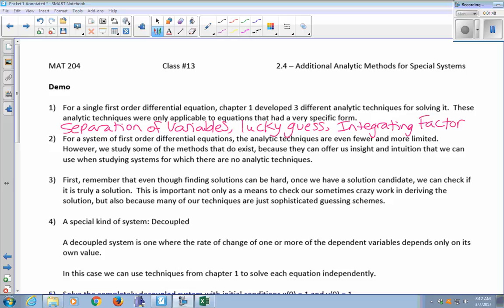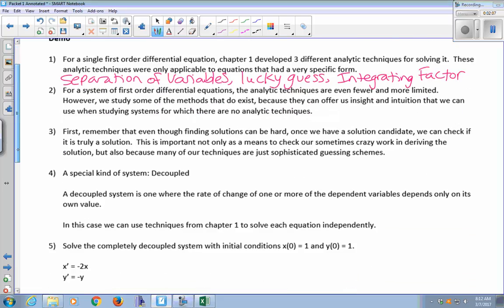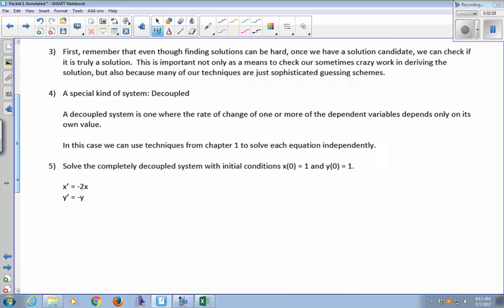Okay, so if you have a system of first order differential equations, two equations, x and y, the analytic techniques are even fewer and more limited than they are for a single differential equation. But we're going to study some of the methods that do exist because they can offer us insight and intuition that we can use when studying systems for which there are no analytic techniques, where we have to use qualitative or numerical techniques.